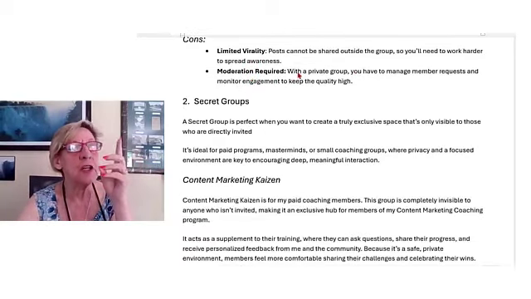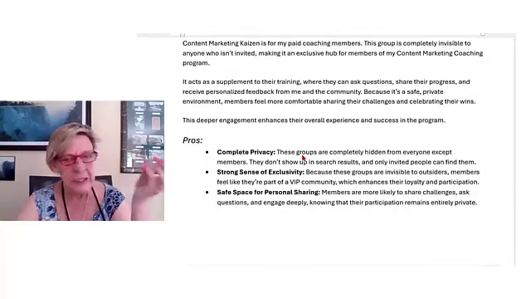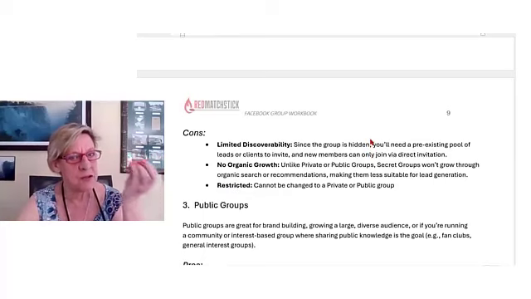Then secret groups. My Content Marketing Kaizen is an example of a secret group. You cannot search it. It is what the gurus use for paid programs, masterminds, and coaching. Exactly what I am emulating here. It's for people who are paid coaching members or who have paid for coaching in the past or who have done a course or coaching with me in the past. It's complete privacy, so completely safe place. It builds a strong sense of exclusivity, but it can't be discovered. So it's very hard to grow. You have to tell people how to find it. There's no organic growth opportunity, and it's very restricted.